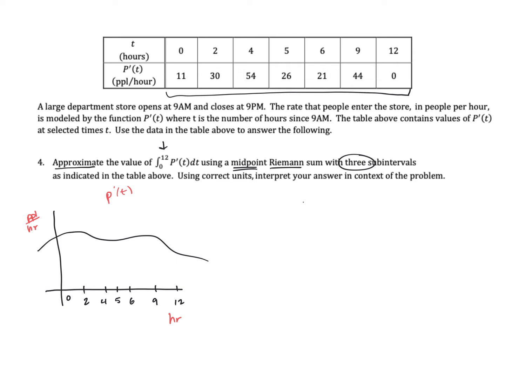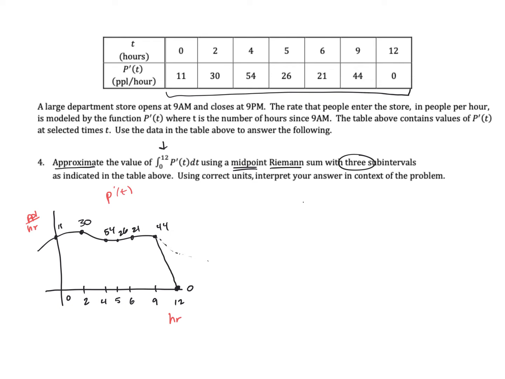So at 0, we're at 11, 2 is 30, 4 is 54, 5 is 26, 6 is 21, 9 is 44, and 12 is 0. Since 12 is 0, visually I'm just going to go ahead and make it down here and put 0. That may make it better for you guys. I'll erase this just so you can see it better.